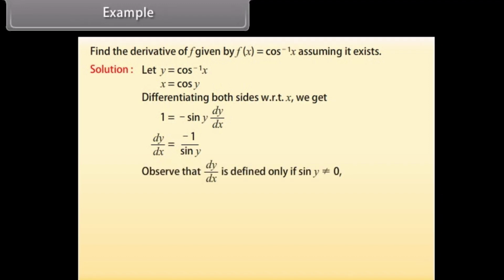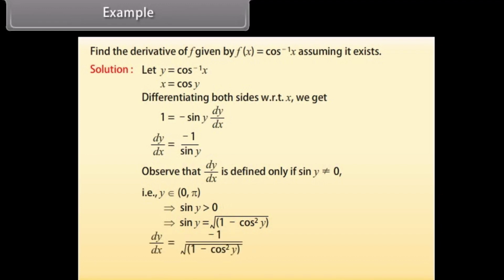Observe that dy by dx is defined only if sin y is not equal to 0. That is, y belongs to (0, pi). It implies sin y is greater than 0. It implies sin y is equal to square root of 1 minus cos square y. dy by dx is equal to minus 1 by square root of 1 minus cos square y is equal to minus 1 by square root of 1 minus x square.